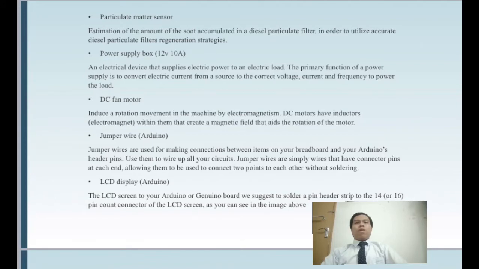Power supply box, 12 volts, 10 amperes. An electrical device that supplies electric power to an electric load. The primary function of a power supply is to convert electric current from a source to the correct voltage, current and frequency for the power load. DC fan motor. Induces a rotational movement in the machine by electromagnetism. DC motors have inductors and electromagnets within them that create a magnetic field that aids the rotation of the motor.